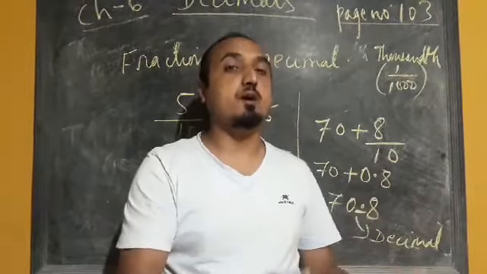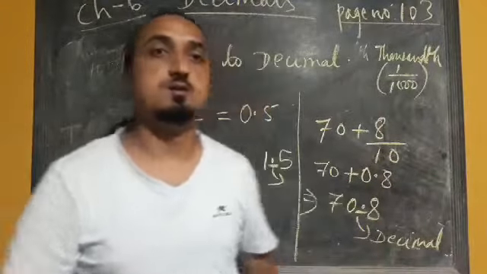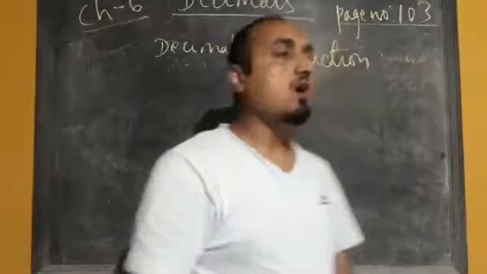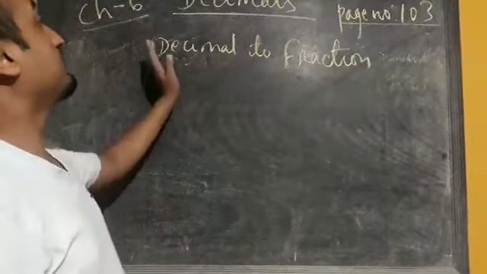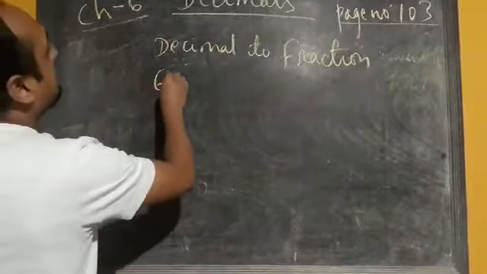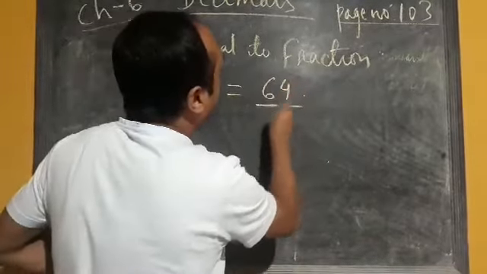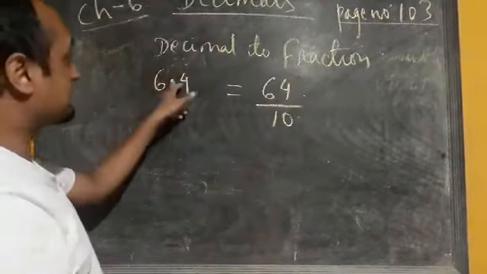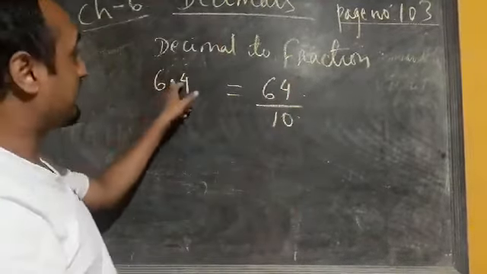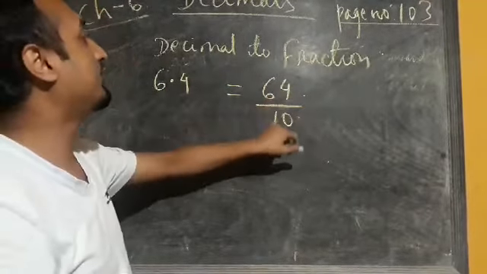Now next we will learn how to convert a decimal into a fraction. Suppose a decimal is given, 6.4. Now how will we write this 6.4 as a fraction? This can be written as 64 by 10, because after the decimal point, how many numbers do we have? One. So if we have one number after the decimal, then we have to divide by 10. So this can be written as 64 by 10.